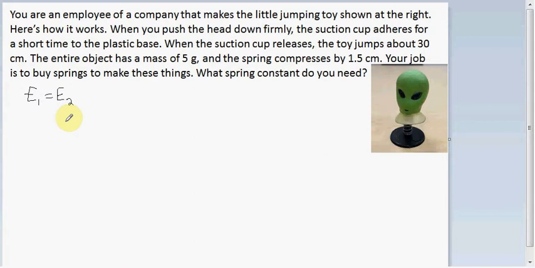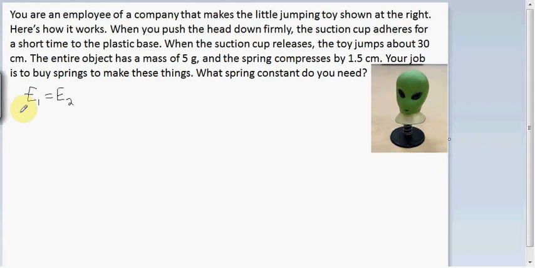And in principle, we've got kinetic energy because the thing's going to be jumping up. We've got potential energy from the spring. And also, because there's vertical motion going on, we've got gravitational potential energy as well. Okay? And so we're going to have to include all of these things.